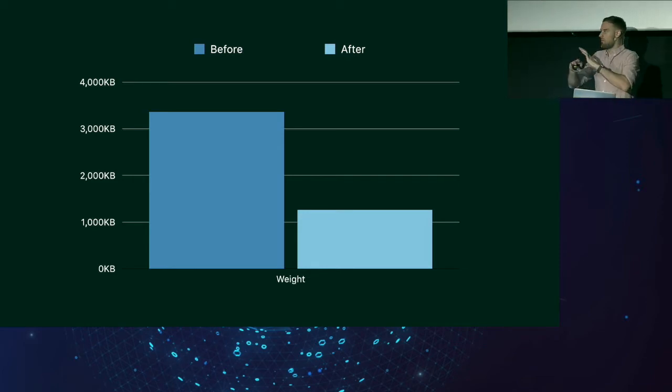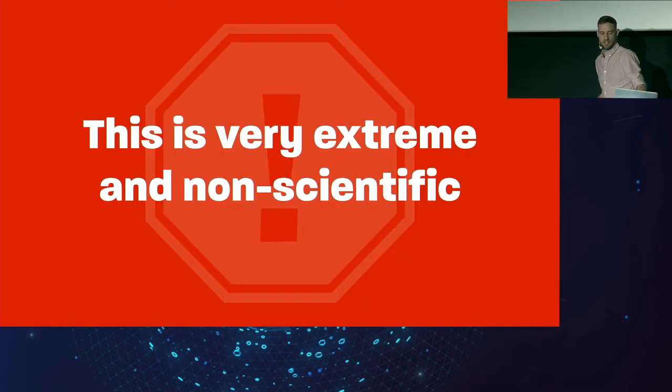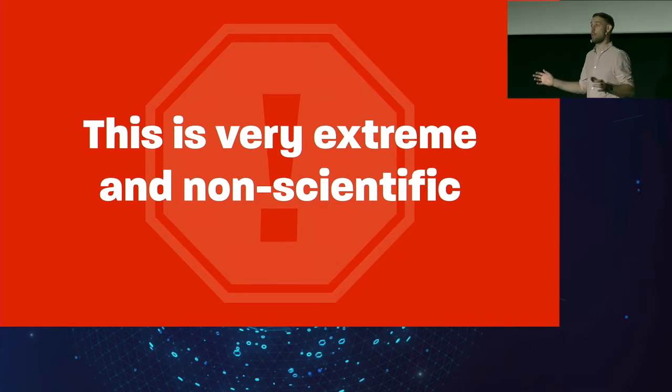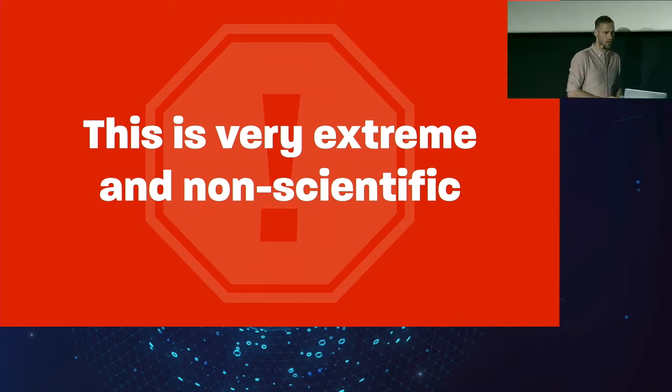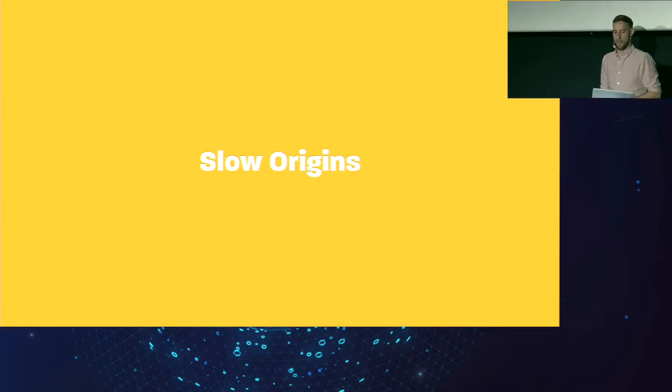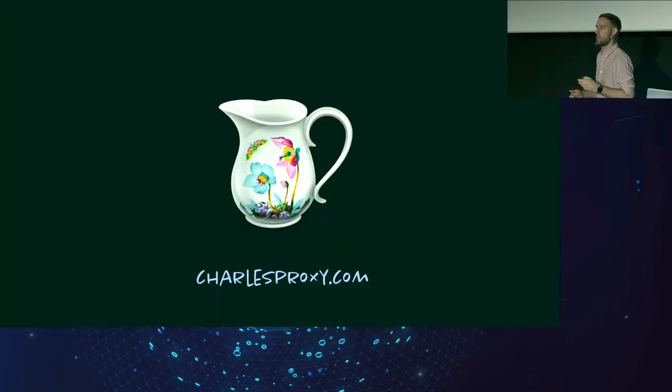But this test that I do, my first kind of testing, is very extreme and very non-scientific. It's impractical just to remove every third party. We couldn't get away with that. So looking in a little more detail, what happens if we've got slow origins? It's a really important question to ask. What if Google Fonts is running slowly? What if Google Tag Manager is running slowly? What if Typekit is running slowly? What if Adobe, whatever their analytics tool is called now, is running slowly?